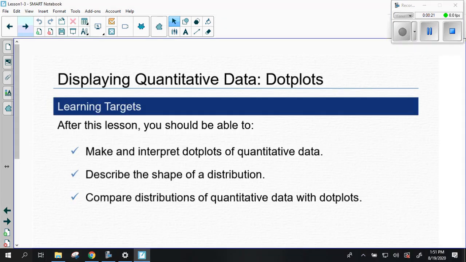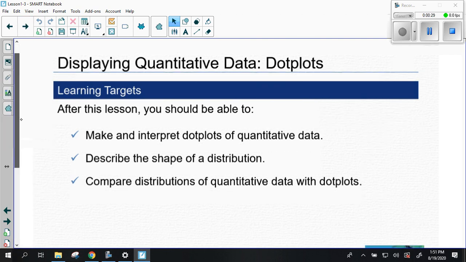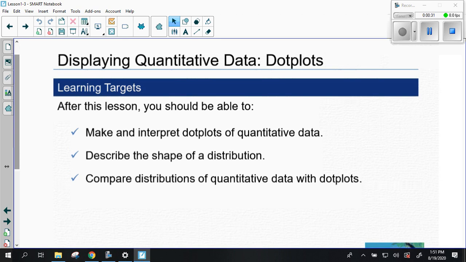So what we're going to do today is we are going to make and interpret some dot plots. We're going to be able to describe the shape of a distribution from looking at a dot plot, and then we'll compare two different dot plots and look at those two distributions.